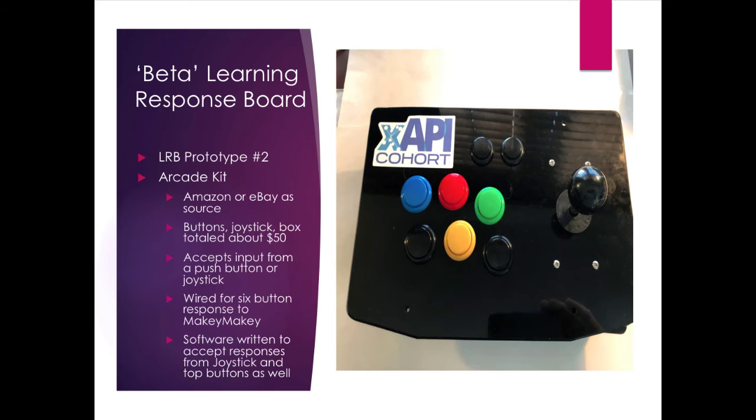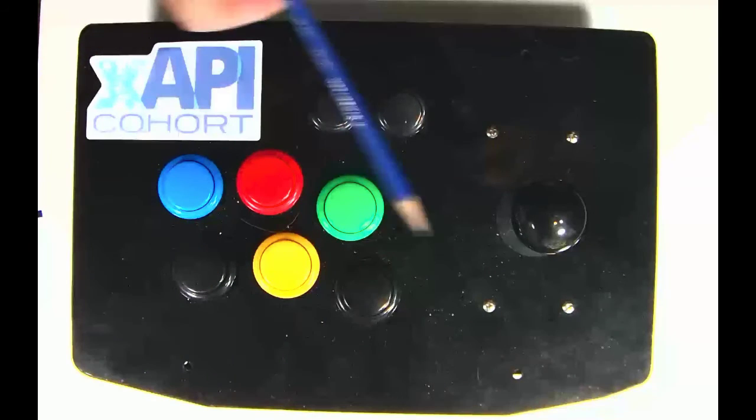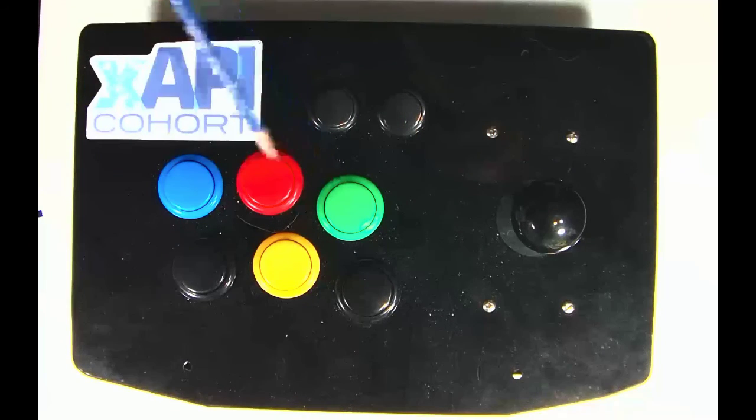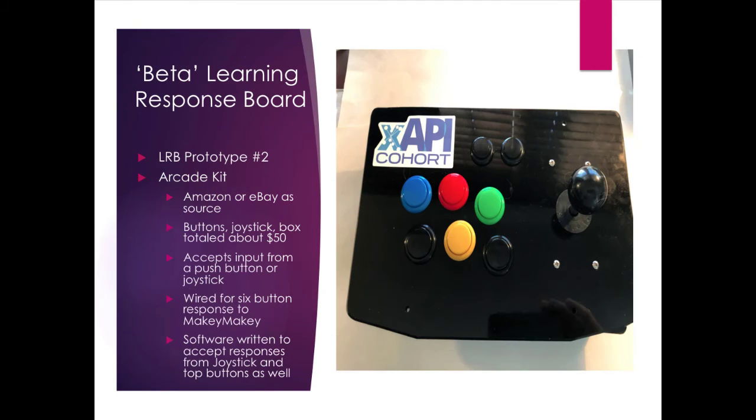As a result of the limitations found in the alpha response board, we were able to locate components for an arcade joystick and button box, which we repurposed for use with the MakeyMakey. Amazon and eBay parts were used, estimated to cost about $50. The features of this setup include accepting input from push button or joystick. It's wired for a 6-button response directly to the MakeyMakey board, and the software was revised to accept responses from the joystick and top buttons as well.